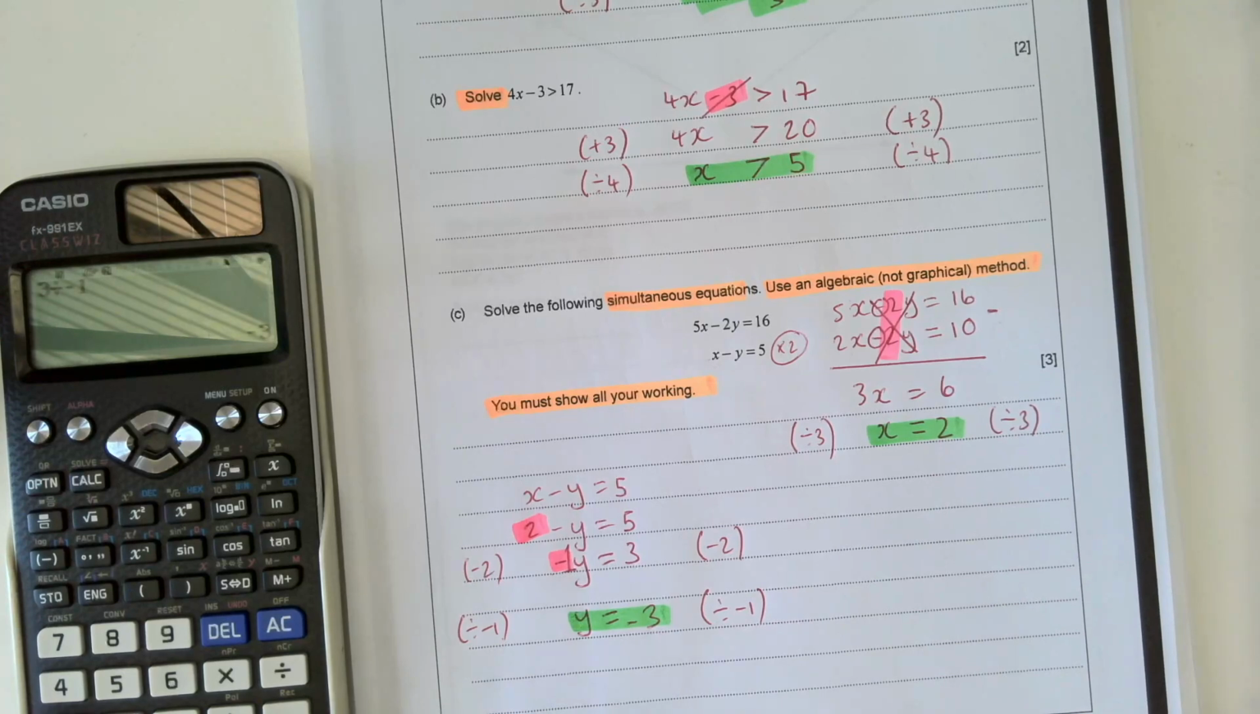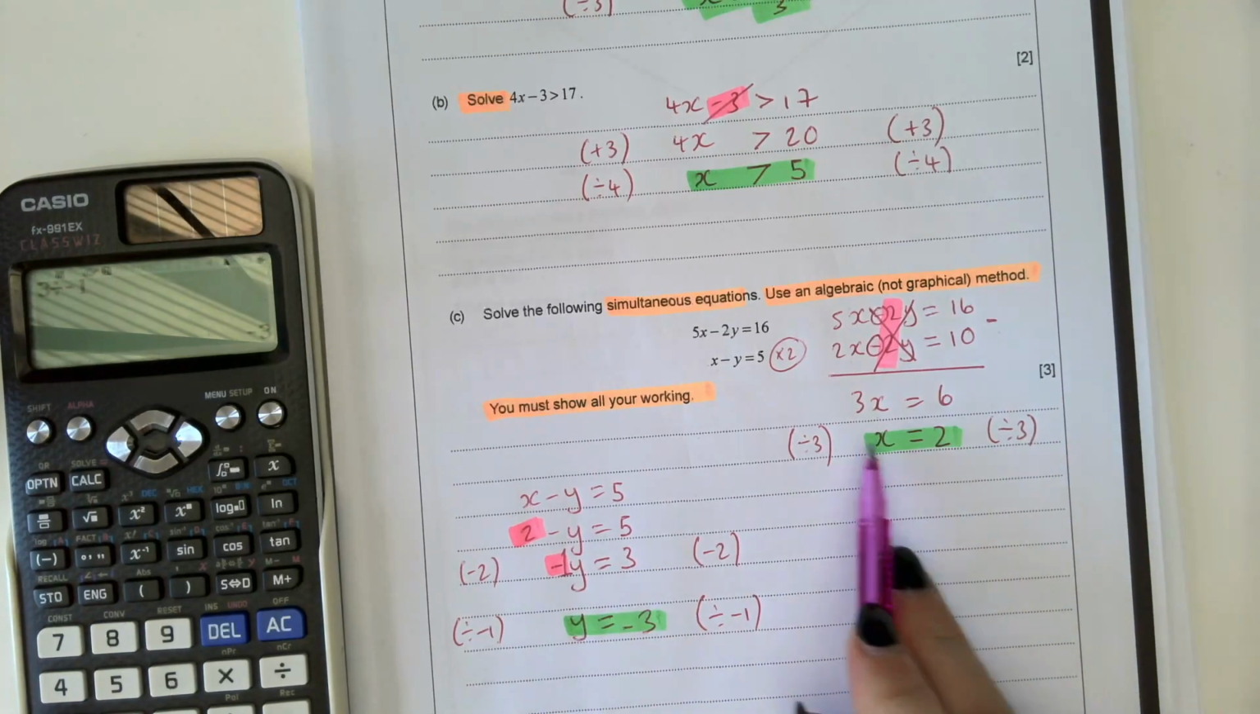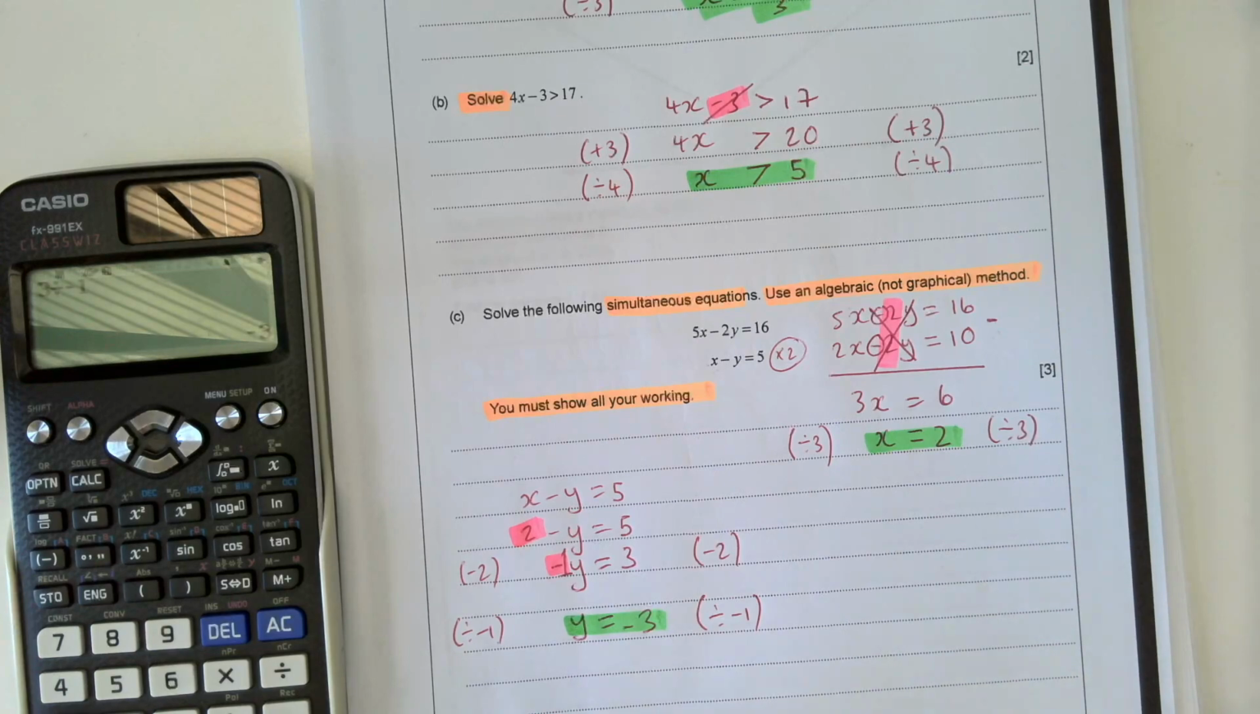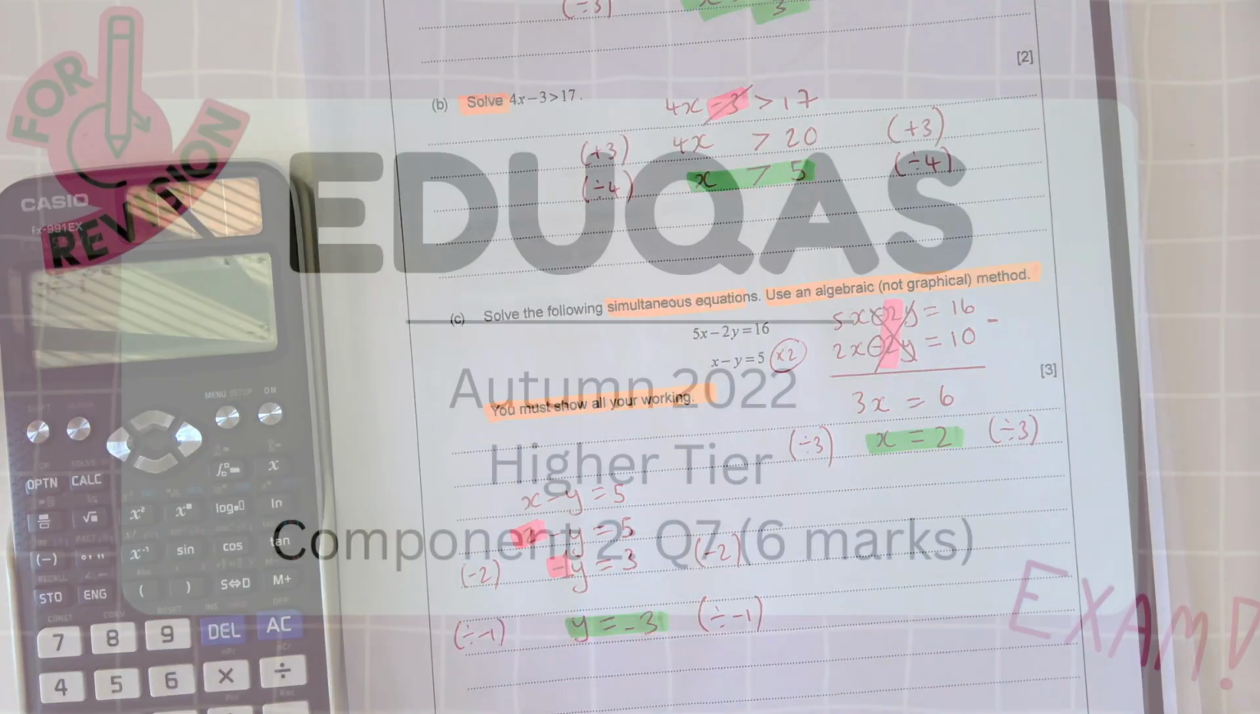We can double check this if we want to by substituting both of those values into an equation and checking that we get that correct answer.